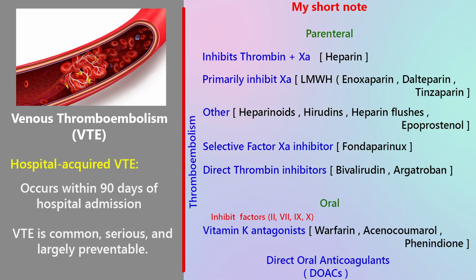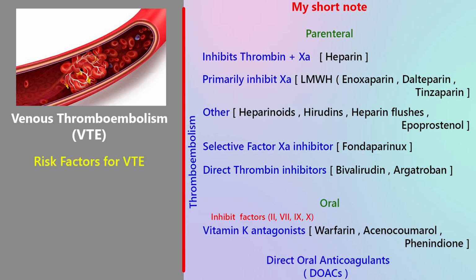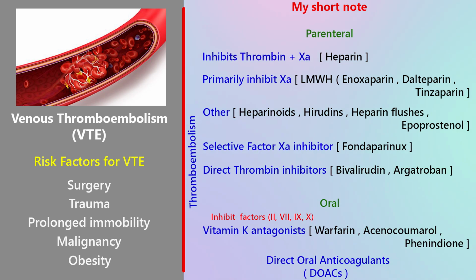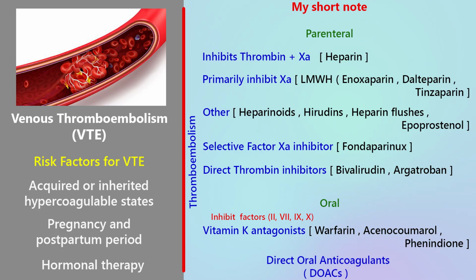Many cases of VTE are hospital-acquired. They occur within 90 days of hospital admission. So whenever a patient is admitted, your brain must immediately think VTE risk, bleeding risk, prevention. Now let's understand who is at risk. Think of anything that slows blood flow, damages vessels, or increases clotting. Surgery, trauma, prolonged immobility, especially bed rest, cancer, obesity, inherited or acquired hypercoagulable states, pregnancy in the postpartum period, very important, and hormones, combined oral contraceptives, and HRT. If you remember Virchow's triad, you'll never forget these risks.